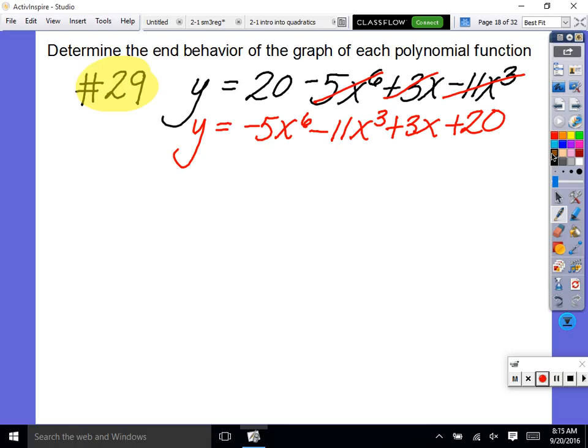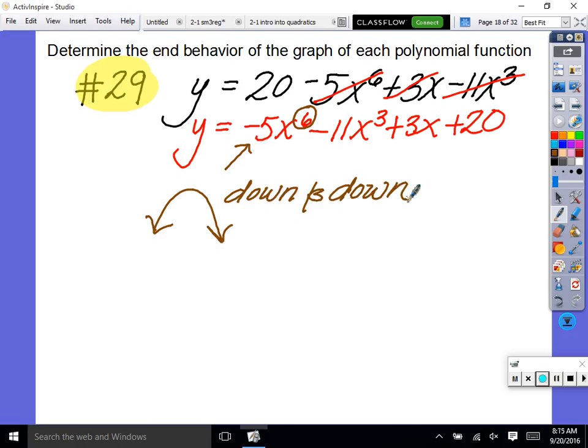So you only need to look at the leading coefficient here. It's 6, so it's even. So we want to have the same end behavior. Up and up or down and down. It's a negative in front, so I want to be down and down. So like a quadratic, even though it's not quadratic, the end behavior will work the same. So we'd say down and down.